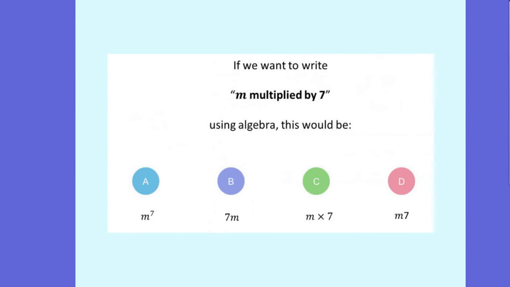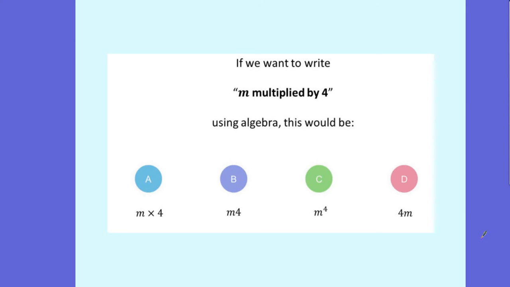So we're going to head into the diagnostic quiz. So for each of these, write down A, B, C or D for me. If we want to write m multiplied by 7 using algebra, how would we do it? Pause the video if you need any extra time. Okay, so m multiplied by 7 just means 7 times m, and in algebra we don't need the multiply in there, we can just write that as 7m, so the correct answer is B.